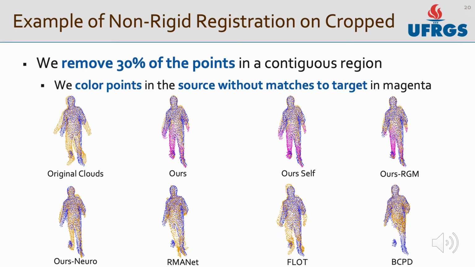In addition, we classify impossible points in source without any matches in target, and color them magenta. Our Neuro and our RGM refer to our probability refinement used with their respective networks. We highlight how ours and our RGM have the best results. However, they have minor problems, like classifying the points around the hands or inferring registration in the legs. RMANet and BCPD deal well with the upper body, but struggle with the legs.